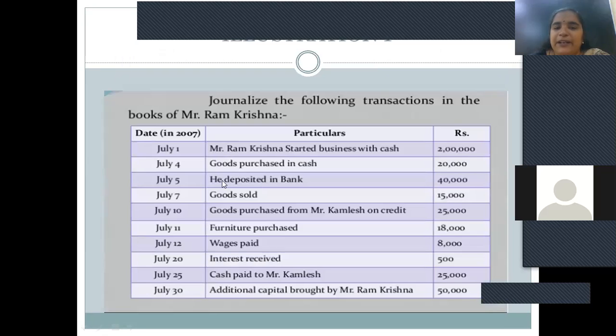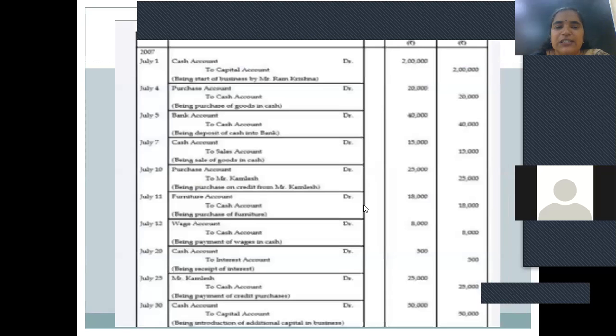Third, Ramakrishna deposited some money in the bank. So from what was there in the cash counter of the business, he is depositing in the bank. Okay, so what is happening? Your bank account is also an asset. Its balance is increasing. Why is it increasing? Because he is depositing in the bank. So bank account is increasing.